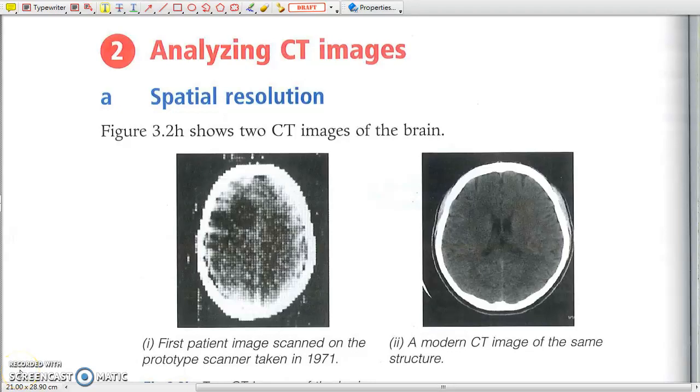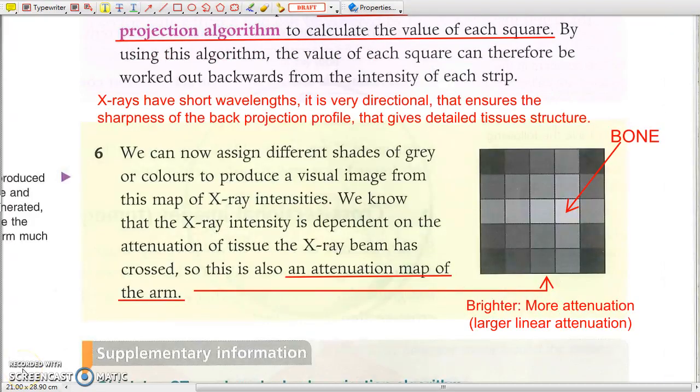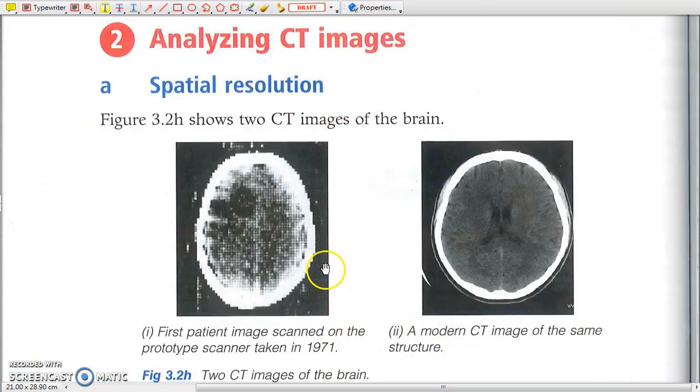2. Analyzing CT images. A. Spatial resolution. The tomograph shown on page 123 here is very coarse and pixelated. The first CT image on the left of figure 3.2H is not much better.